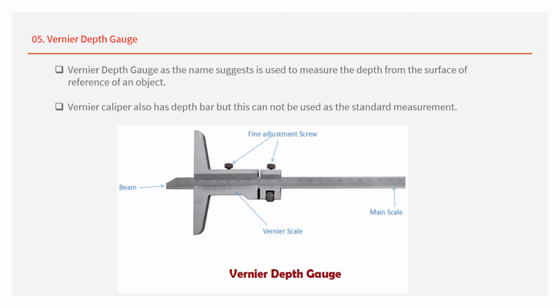Okay, now here's the fifth one, the Vernier depth gauge. A Vernier depth gauge, as the name suggests, is used to measure the depth from the reference surface of an object. A Vernier caliper also has a depth bar, but this cannot be used as a standard measurement. You can see the beam, the fine adjustment screw, this one is the Vernier scale, and this one is the main scale. Let's see the video for more description.